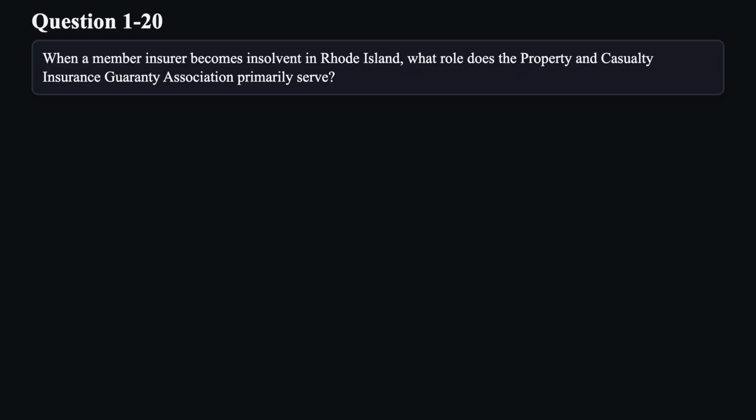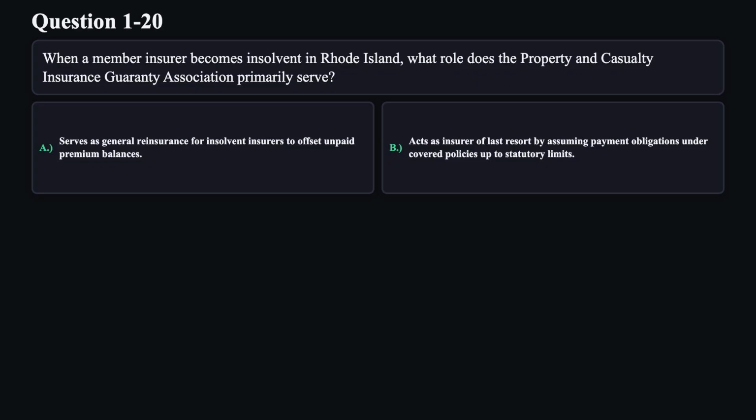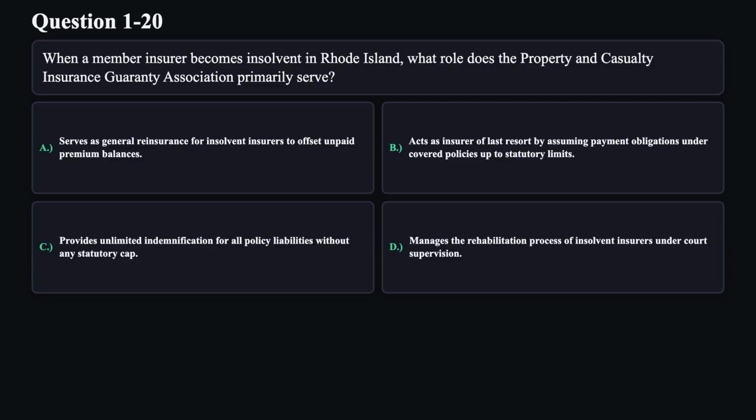Question 20. When a member insurer becomes insolvent in Rhode Island, what role does the Property and Casualty Insurance Guarantee Association primarily serve? A. Serves as general reinsurance for insolvent insurers to offset unpaid premium balances. B. Acts as insurer of last resort by assuming payment obligations under covered policies up to statutory limits. C. Provides unlimited indemnification for all policy liabilities without any statutory cap. D. Manages the rehabilitation process of insolvent insurers under court supervision.